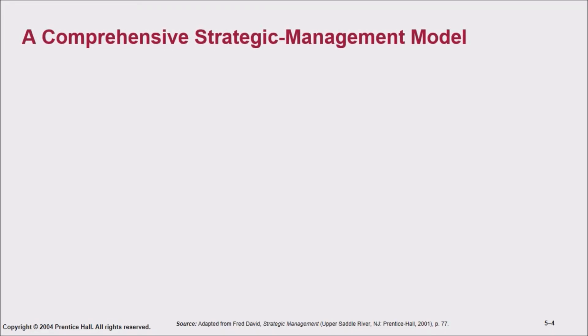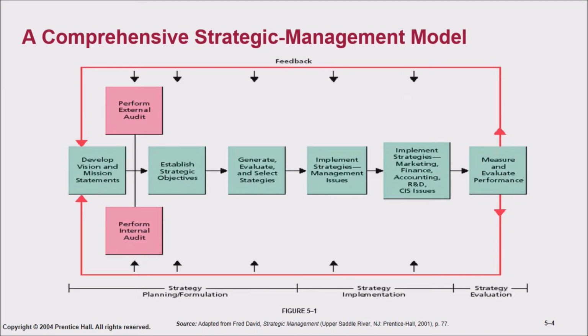A comprehensive strategic management model. It consists of 3 segments, and they are explained in figure 5.1: strategy planning or formulation, strategy implementation, and strategy evaluation. Following are the subcategories of strategy planning or formulation. Develop vision and mission statements. Establish strategic objectives. Generate, evaluate, and select strategies.